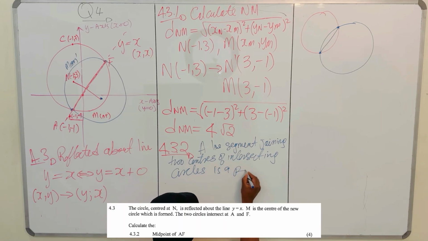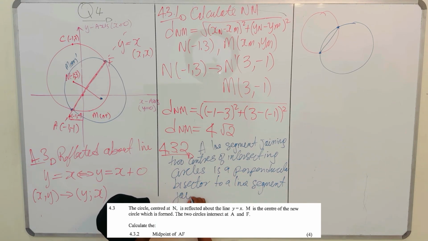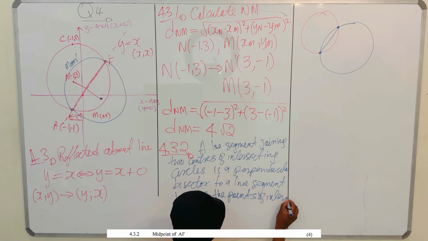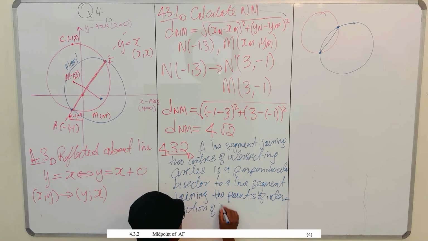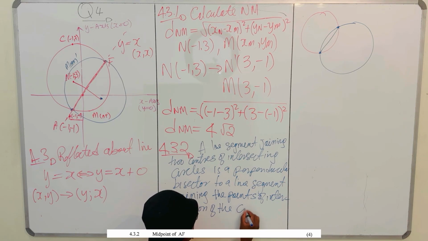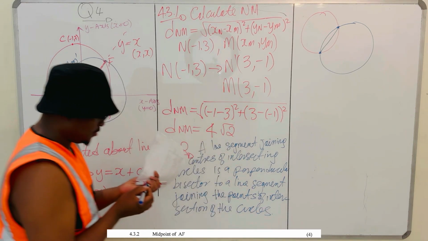Is a perpendicular bisector to a line segment joining the points of intersection of the circles. I hope this makes sense.